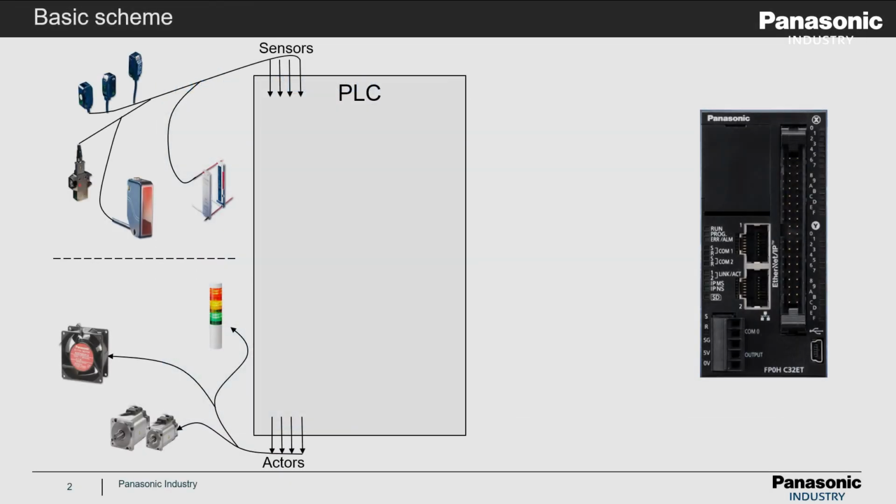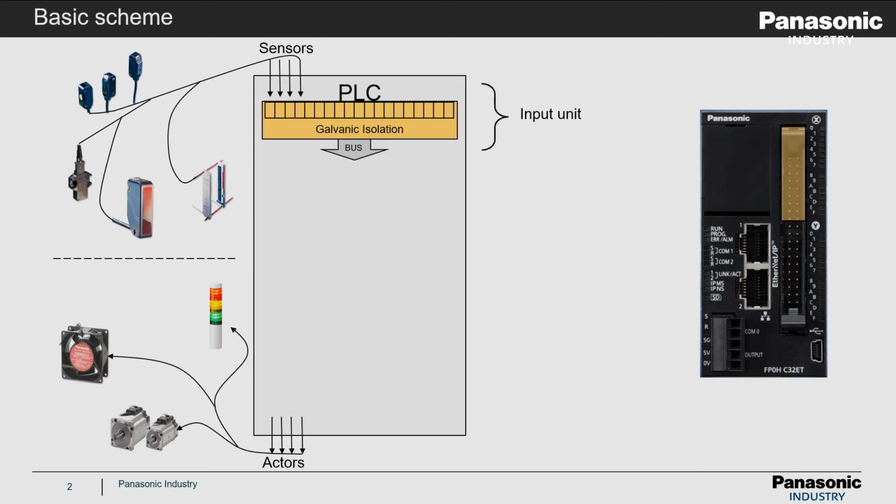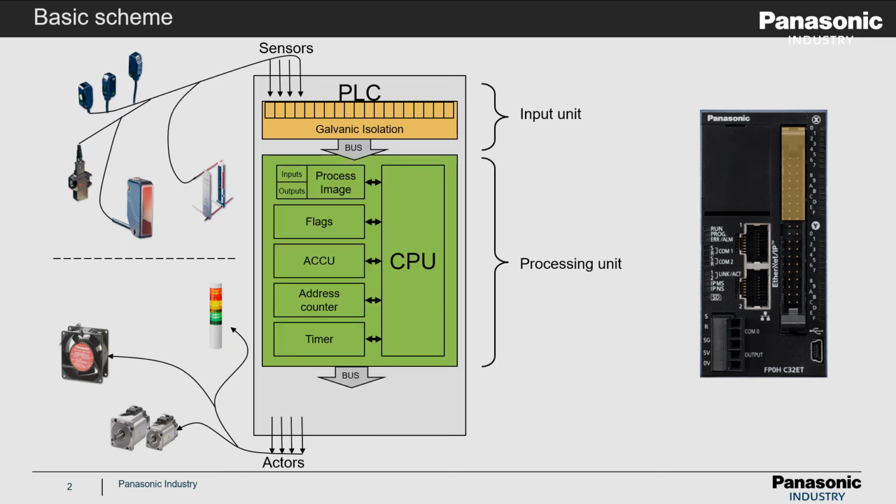The very basic scheme of a PLC you see here on the next PowerPoint slide. Some sensors are connected to the digital inputs, which are highlighted here with orange color. The green block represents the heart of a PLC, which includes the central processing unit called CPU, and the CPU is communicating with other important units to handle the PLC program correctly.